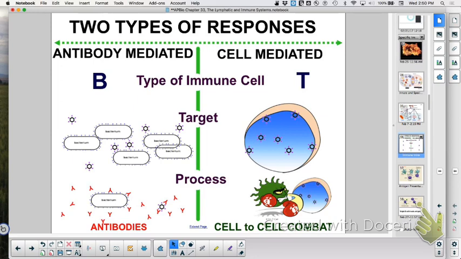T cells are different. They're not taking care of the free-floating viruses and bacteria. They're taking care of what? They're taking care of their own, right? Our own body cells that have been compromised by that virus or bacterium and are displaying that as, this is inside of me, I'm sorry, just kill me now. That's what T cells are going to do.